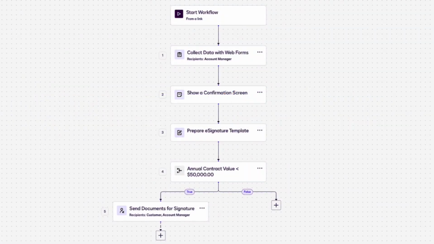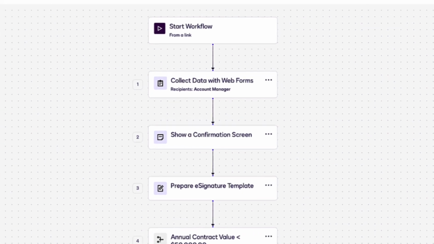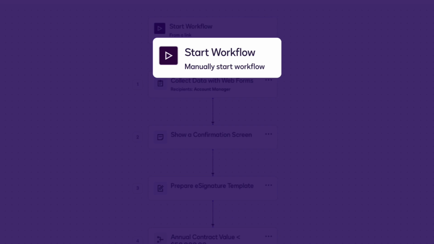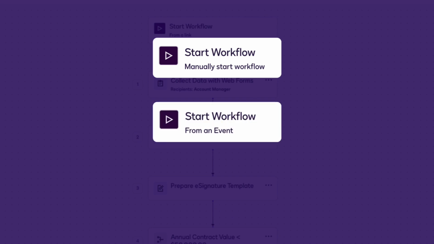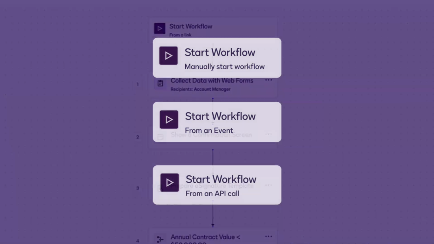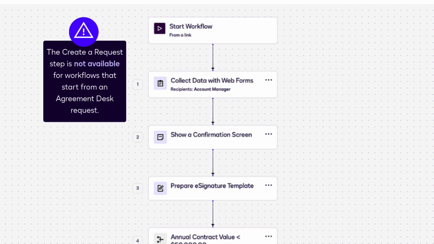Let's look at a contract renewal workflow example. Here, the workflow starts from a link that lands users on a web form. But you can also start manually from Docusign, start from events, like a declined envelope when you need a follow-up request for further communication and approvals, or from API calls when connecting to a CRM integration. Just note that the Create a Request step isn't available for workflows that already start from an Agreement Desk request.